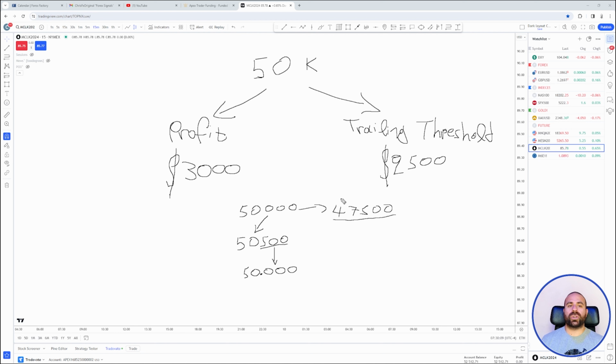Your trailing threshold now counts from the highest balance, and the highest balance was 50,500. So now you are allowed to lose only until 48,000. So you are allowed to lose only $2,000. And this might seem very scary. And it is not the best thing, of course. This goes away when you become funded. Do not worry about it. I will talk about it as well.